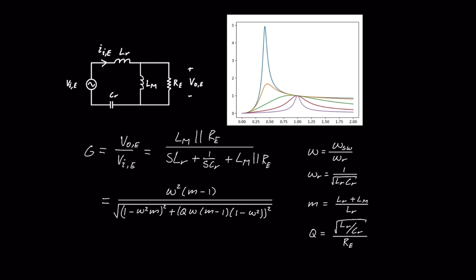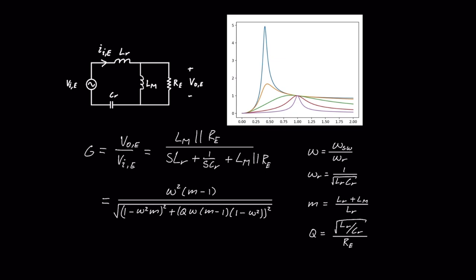Now you can see that there are kind of like two peaks in this gain. So we have one here and then one here. So this is due to the resonance between LR and CR. And this peak here is due to the resonance between LR plus LM with CR. So that is what M says. It's kind of like the ratio between the resonances. And the resonance frequency is given by this. So if one increases LM, the frequency will be lower because the inductance will be higher. Increasing M will move the second resonance to the left, and decreasing M will move it to the right.